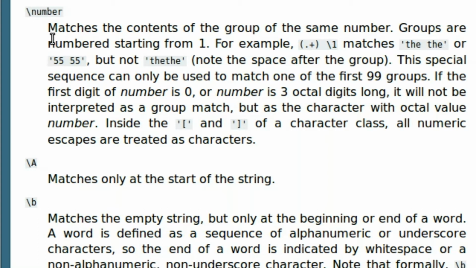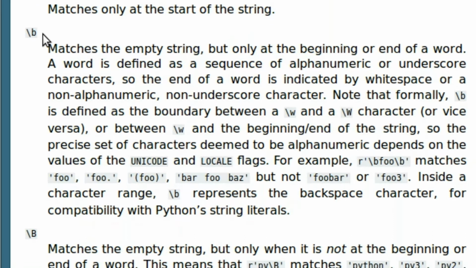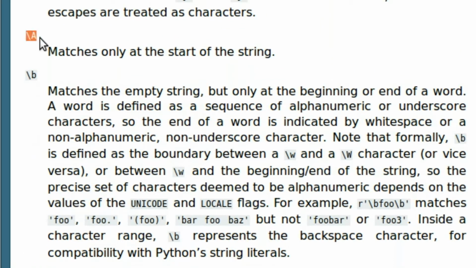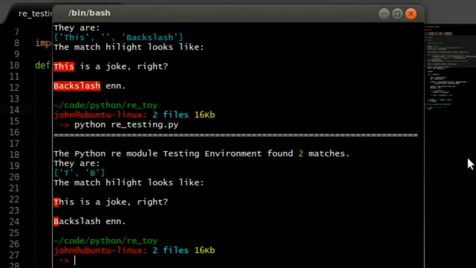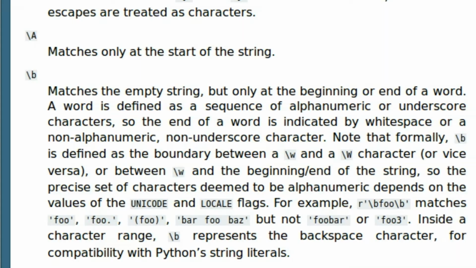Let's go for the \A. It matches only at the start of the string. That's essentially the exact same thing as the caret that we've been using. If I use the \A and then the period right here, hopefully we'll have the exact same output as before. Okay, that's only starting at the beginning of the string, not at the beginning of the line. So it's cool that we made that distinction. It's good we tested that.